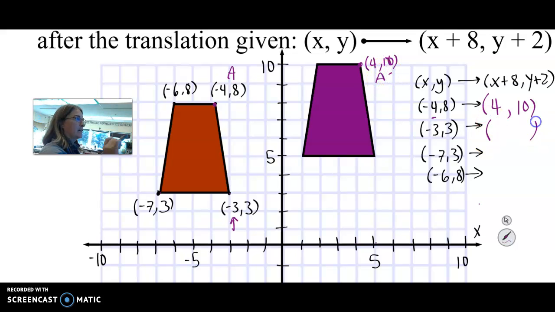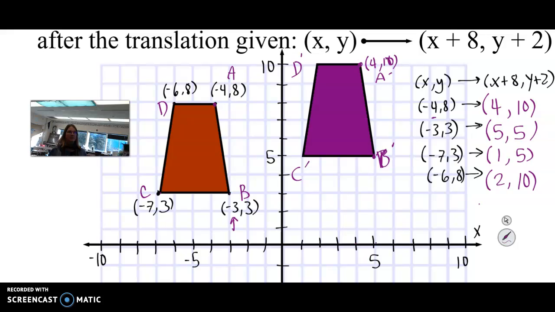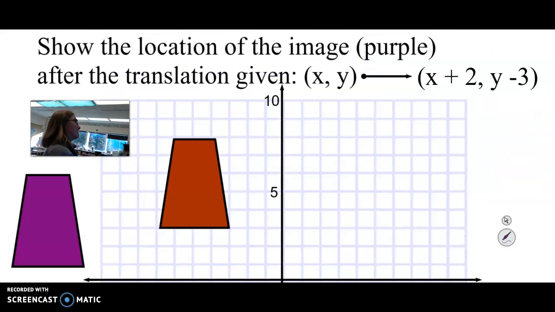Why don't you do that for the remaining 3 points and check your answer. Come back in a second. So -3, 3 would move to 5, 5. -7, 3 would move to 1, 5. -6, 8 goes to 2, 10.